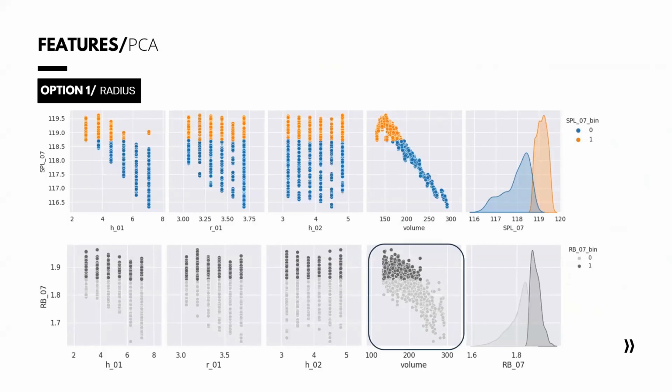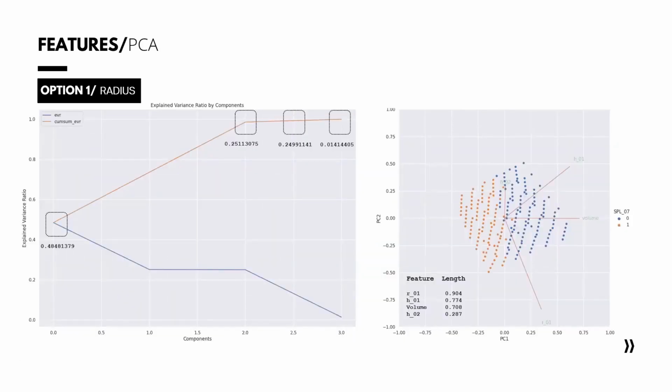Starting to look at the PCA for option 1, we use the SPL means and RB means as a bin for visualization. You can see here a negative correlation with the volume in both SPL and RB, while the RB looks a bit noisy. For the option radius, we need 4 PCA components to run this model, while R1 is the most dominant feature.